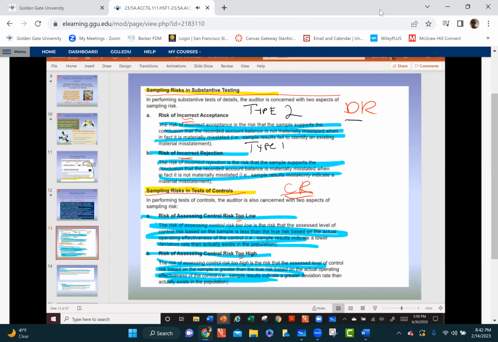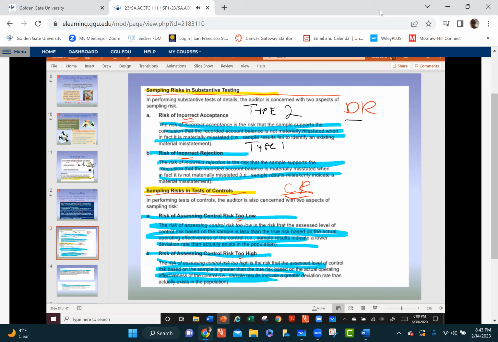Risk of incorrect acceptance is the risk that the auditor will determine that an account balance is not materially misstated when in fact it is materially misstated. So what happens? I pull a sample of transactions, sample of accounts receivable. I send out the confirmation, everything comes back okay. I pull out of the 10,000 accounts receivable, I send a sample out for 100 of them. Based on the sample, comes back, says no misstatement. Everybody says, yes, they owe the money. I determine, okay, no misstatement in the confirmation.